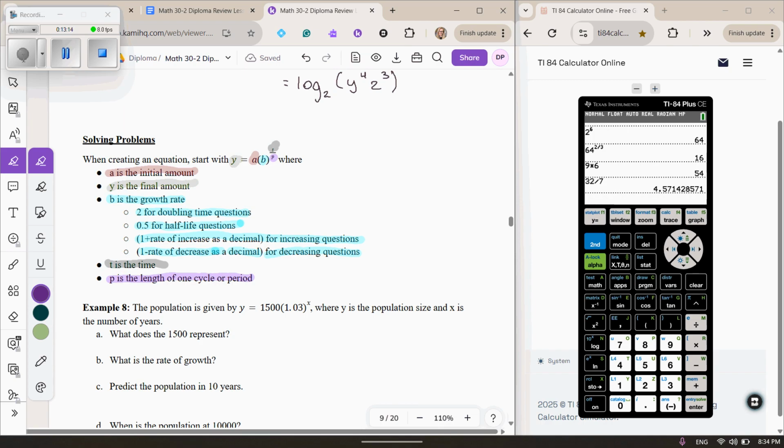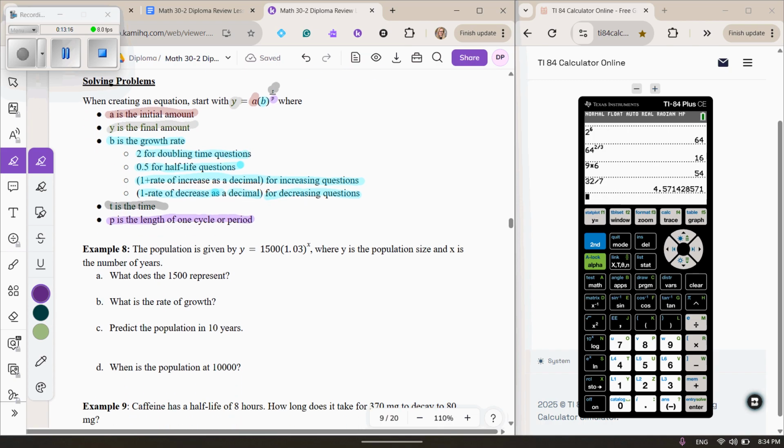All right, let's give it a try. Example number 8 says the population is given by y equals 1,500 times 1.03 to the power of x, where y is the population size and x is the number of years. Okay, so the first question is what does the 1,500 represent? So the 1,500, if you look above, that is our A value. So that is the initial population.